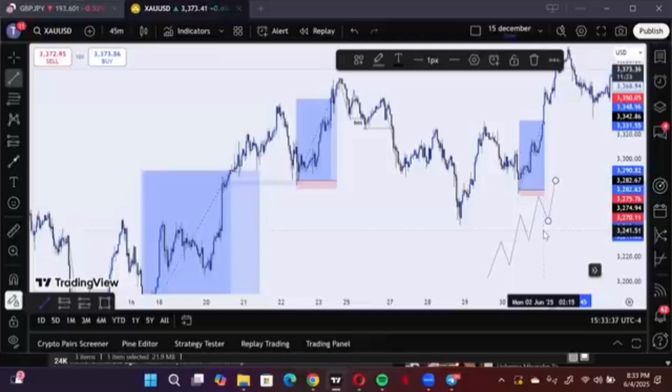So there's what we call a... Are you guys following me? Okay. Then there's what we call a double break of structure. A double break of structure is where market takes out two consecutive zones. Two consecutive zones.